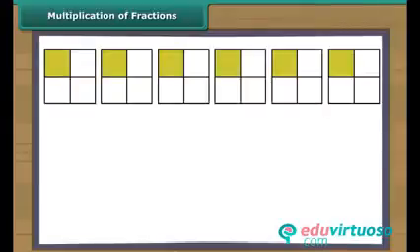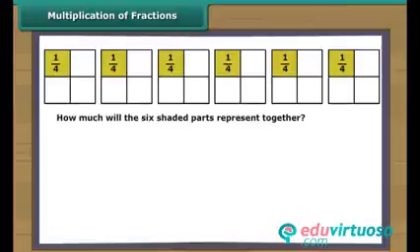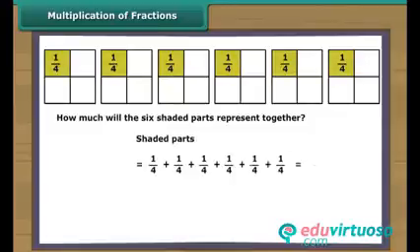Multiplication of fractions. Look at the picture. All the squares have shaded part. Each shaded part is 1/4 part of a square. How much will the 6 shaded parts represent together? We can solve this by adding all the parts. This can also be solved by multiplying the numbers of shaded parts with each shaded part.